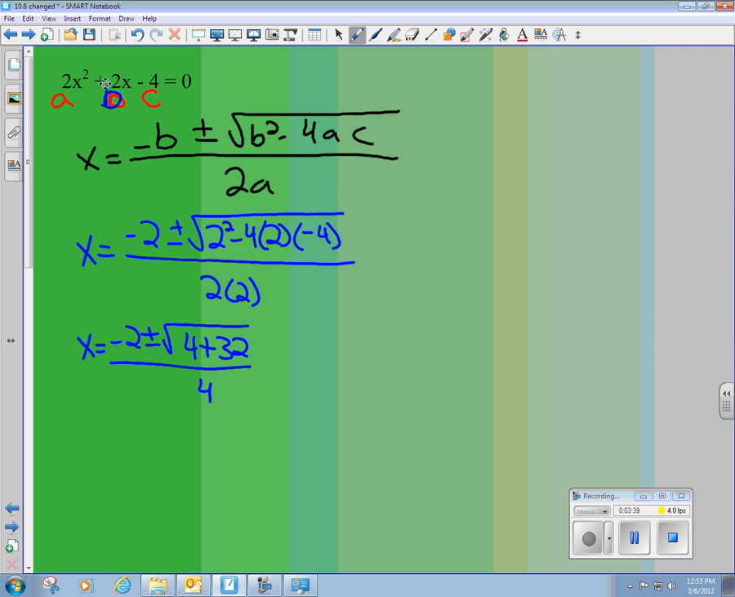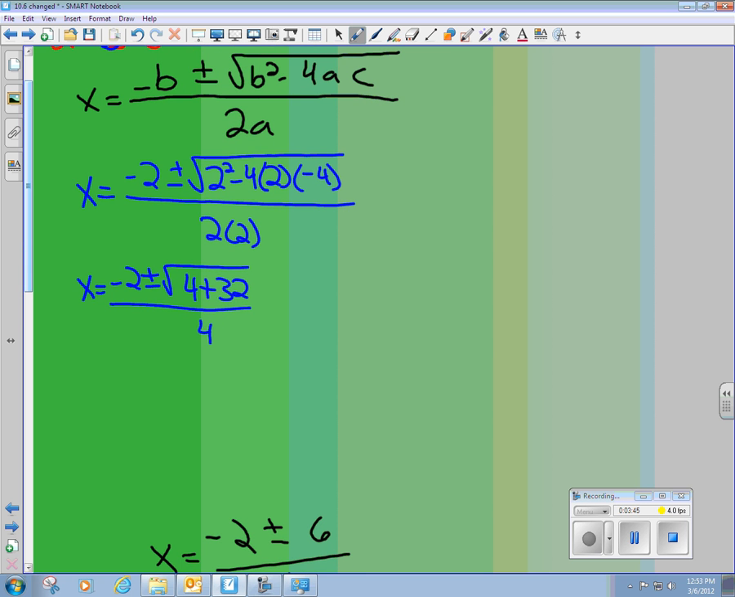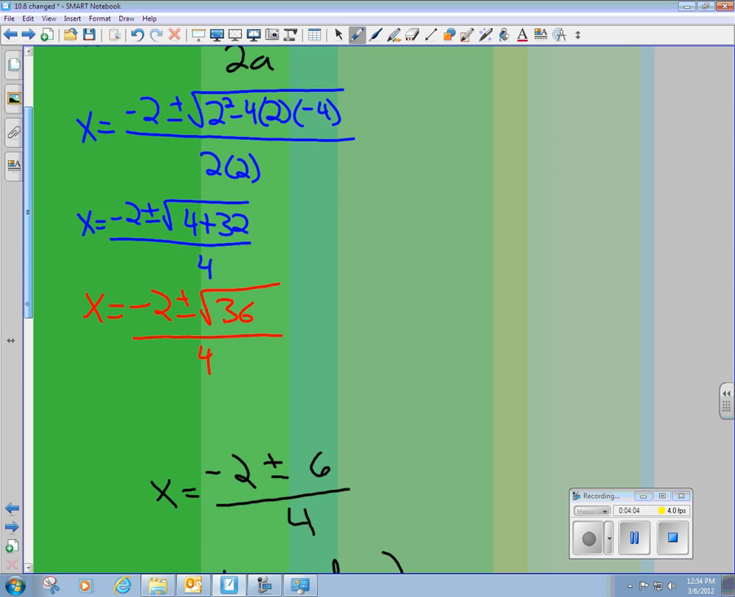All right. So next thing we're going to do is keep going down a step. So we've got x equals negative 2 plus or minus the square root of 36 all over 4. And the square root of 36 is pretty simple, so that's going to be 6. So you can see down below we've got negative 2 plus or minus 6 divided by 4. So that's our next piece.